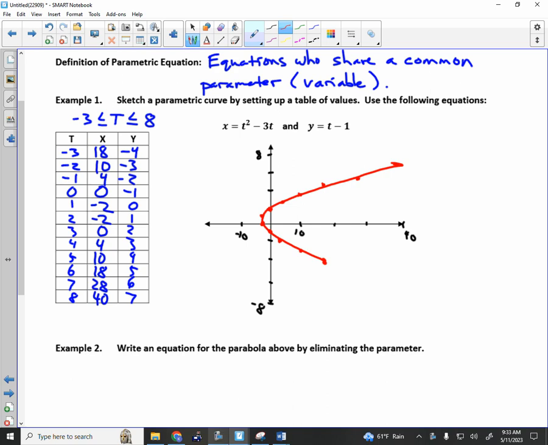What shape do you get? Sideways parabola. Does that pass the vertical line test? So in terms of x and y, it is not a function. However, we have managed to produce the graph using our parametric equations as functions. Functions of time.